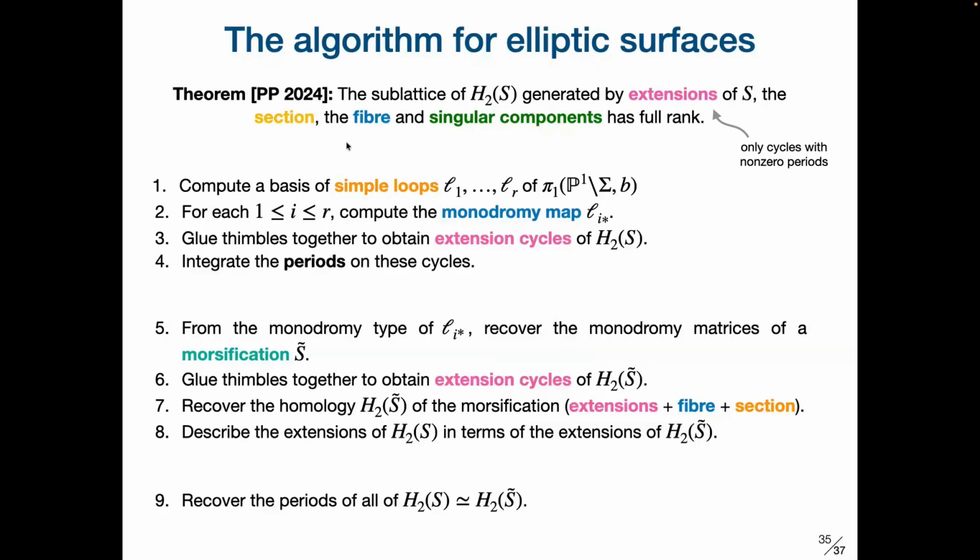So you get an algorithm which is very similar, at least in the beginning, to what you had for hypersurfaces. Compute these critical values, these simple loops, the monodromy, you compute the extensions, you integrate the periods. Then you do this morphification and you compute the cycles of the morphification. And you know that now you're going to obtain everything from extensions. And then you relate the cycles of this morphification to the initial cycles of the initial surface. And doing so, you recover the periods and a full description of the homology of your initial surface.